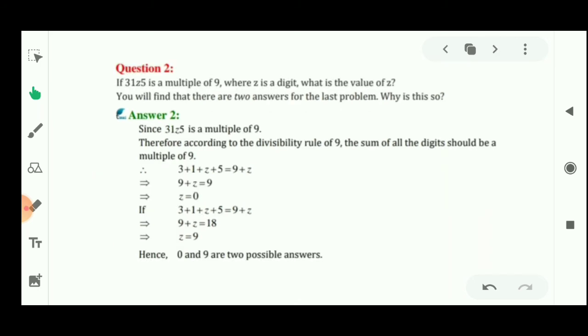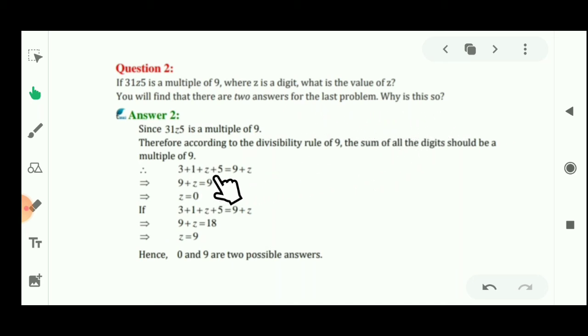Similarly, students, let's see question number 2. It is similar to question number 1. If this is a multiple of 9 where z is a digit, what is the value of z? But you will find that there are two answers for the last problem. Why is this so? Let's see.